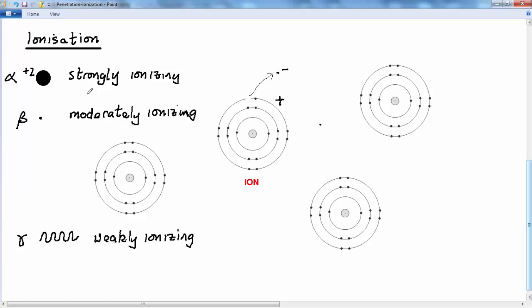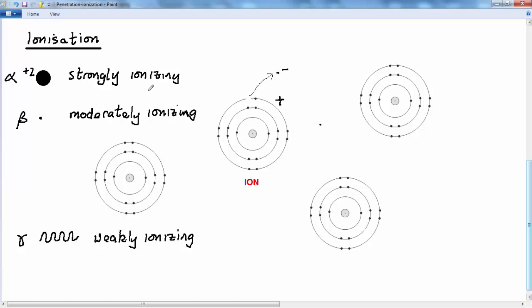So just to summarize, we can say that alpha particles are poorly penetrating but strongly ionizing. Beta particles are moderately penetrating and moderately ionizing. Gamma radiation is strongly penetrating, it will go a long way through matter, but weakly ionizing.